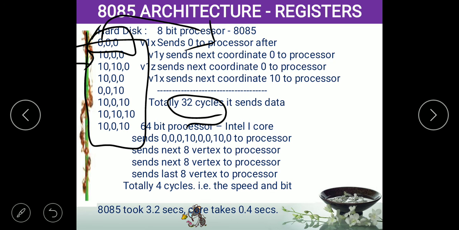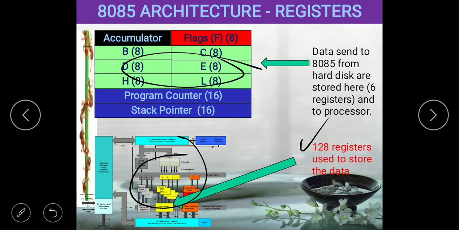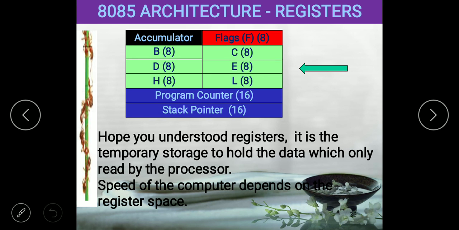Suppose I have the latest i-core processor, which is 64-bit. In a single cycle, it can transfer 64 digits. So within a cycle or within a few cycles, we can transfer all the data. So the processor speed is more than 8 times. The latest mobile phones have 128 bits. Here we have only 8 bits, but in the latest mobile we have 128-bit registers. And a computer has thousands and thousands of registers.